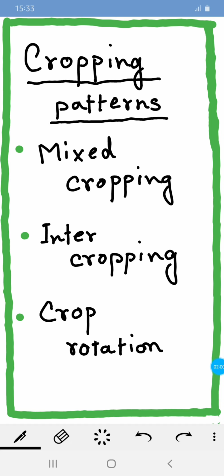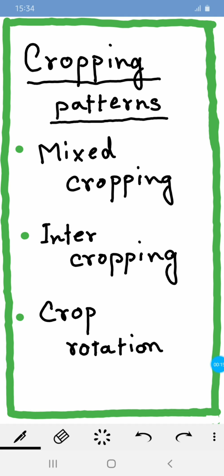Next, we are going to discuss cropping patterns. Different ways of growing crops, or cropping patterns, can be used to give maximum benefit. This may be done in three ways: mixed cropping, intercropping, and crop rotation.